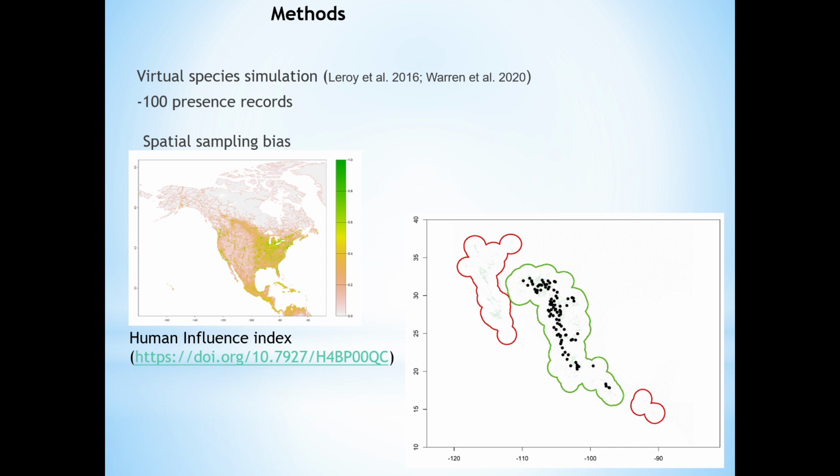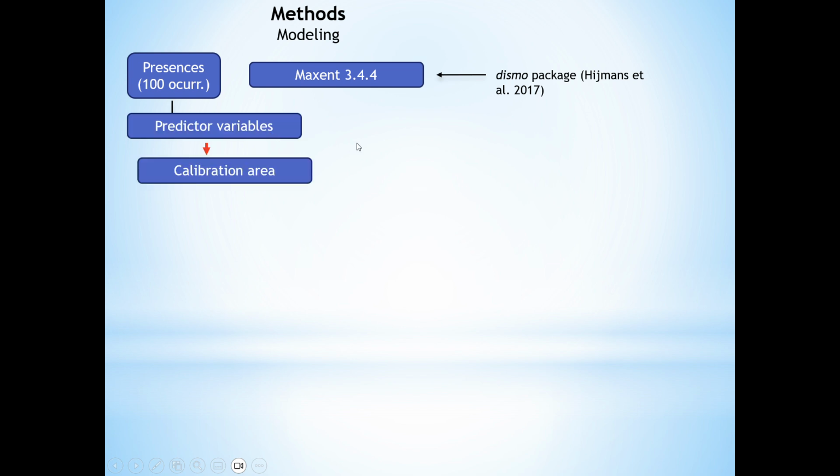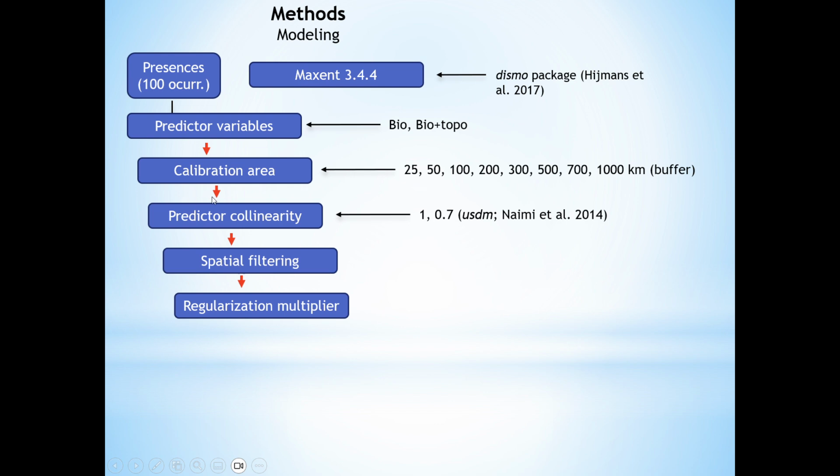Niche models were built using Maxent from the dismo package, with the different levels of the 5 factors set out here. The influence of the environmental predictor variables was determined by using two combinations, only bioclimatic variables and both bioclimatic and topographic variables. The effect of the extent of the calibration area was evaluated by sampling the background within a radius of 25 to 1000 kilometers around the presence points. We compared the effect of dealing with predictor collinearity by calibrating models using all variables available or by removing variables with a Pearson correlation higher than 0.7.